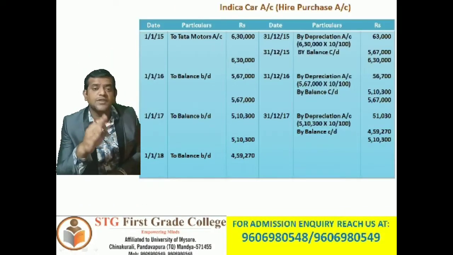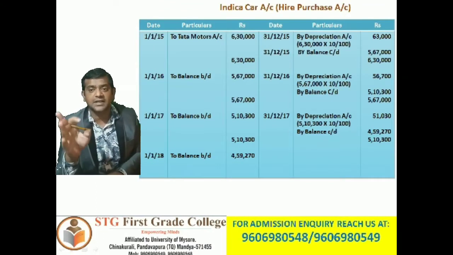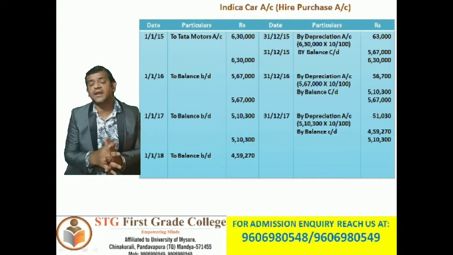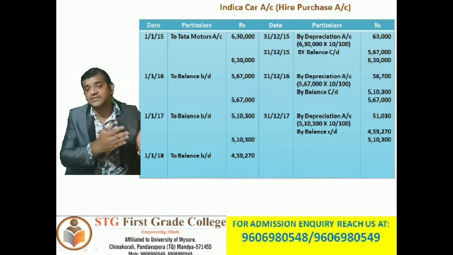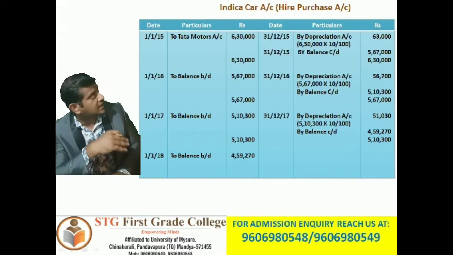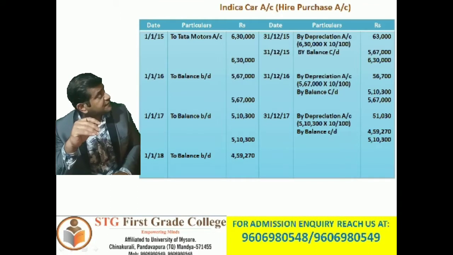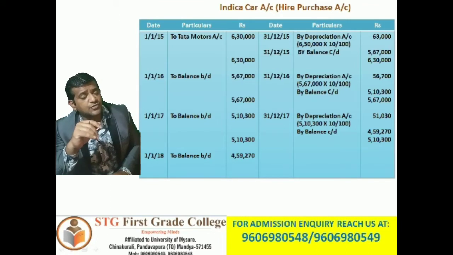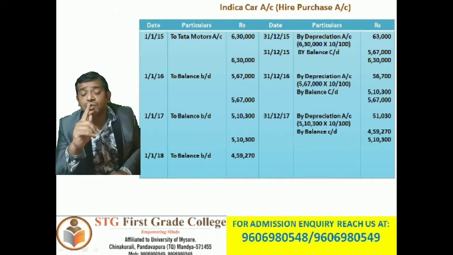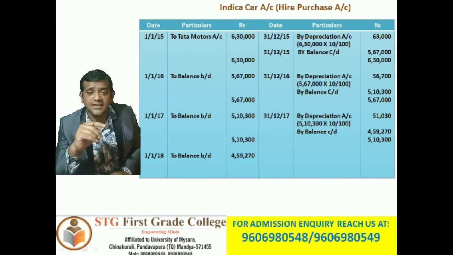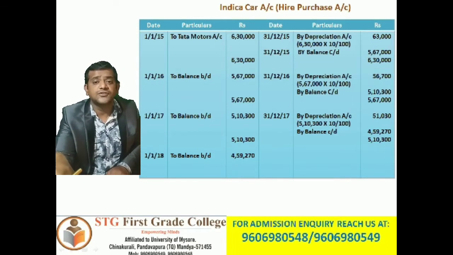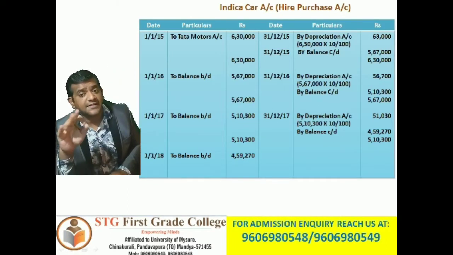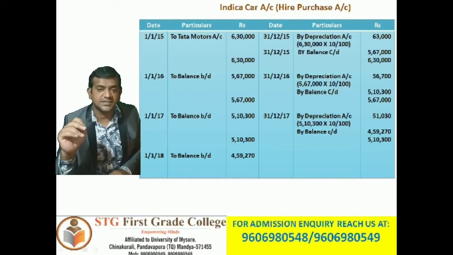Let us open Indica car account with 6 columns, that is date, particulars, rupees, date, particulars, rupees. So now we are preparing Indica car account. This ledger account we always start from the debit side. So on the debit side, take 1/1/2015 to Tata Motors account. How much? The total cash price of the cars, that is 6,30,000, which includes the cash price and down payment. How did you get it? 3,15,000 into 2, that comes to 6,30,000.